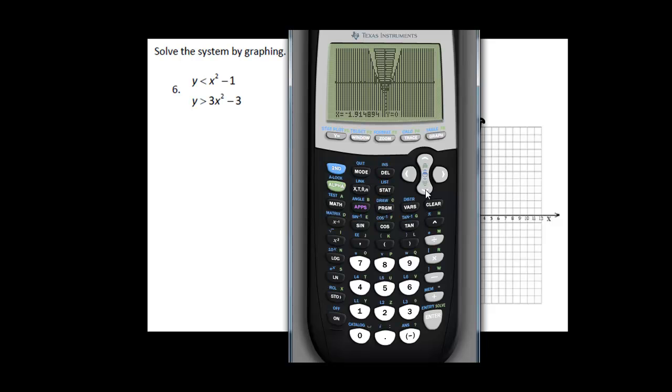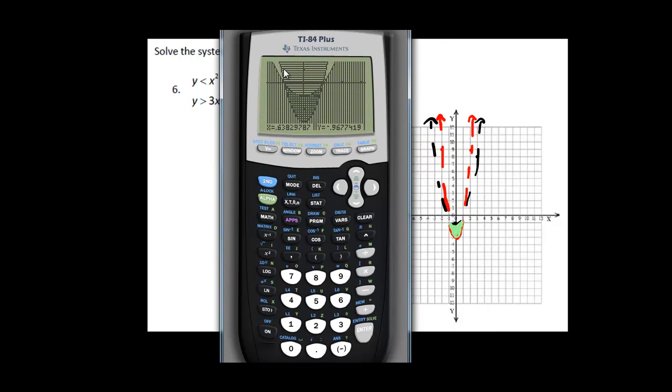Let's make a box around it. And you can see it clearer there. This is the black one, this is the red one, and you see almost what looks like a smiling mouth here. That is the area that is shaded, and that's what that represents right here.